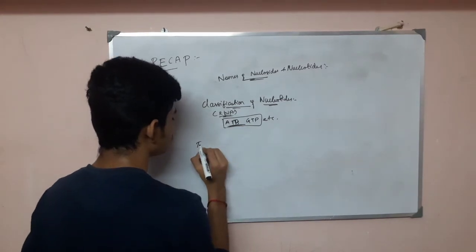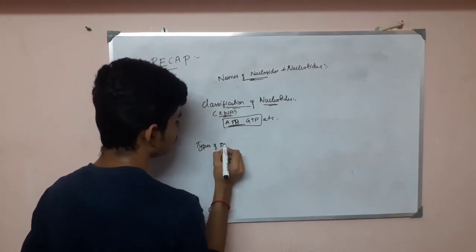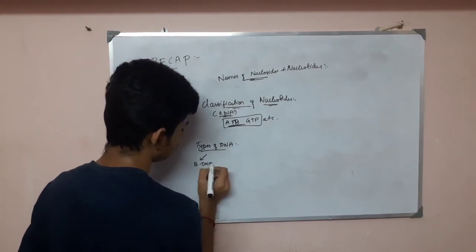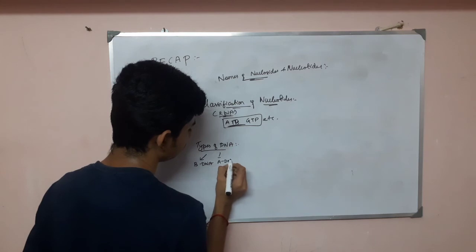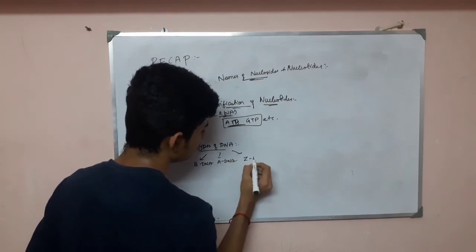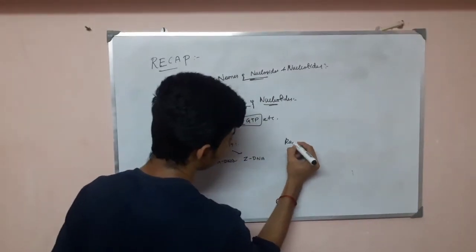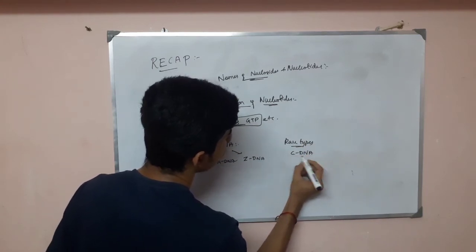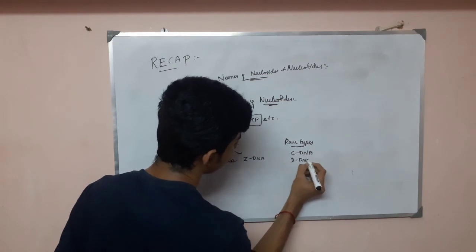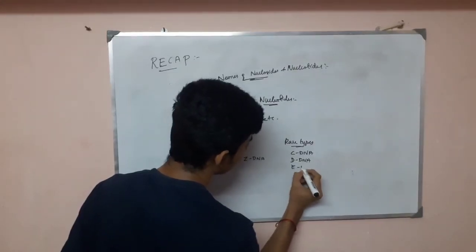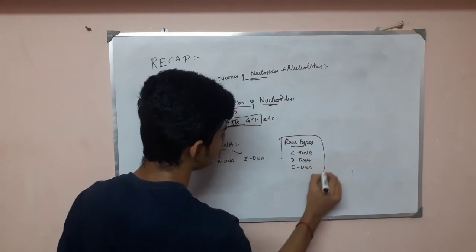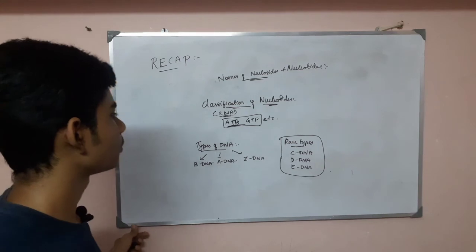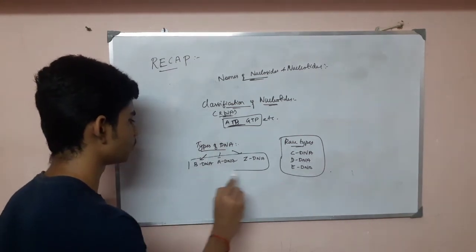And we have seen the types of DNA. There is B-DNA, A-DNA and Z-DNA. And there are rare types too, that are C-DNA, D-DNA and E-DNA. These are very rare, which may occur when something goes wrong in the cell, but these are the more important basic types of DNA.